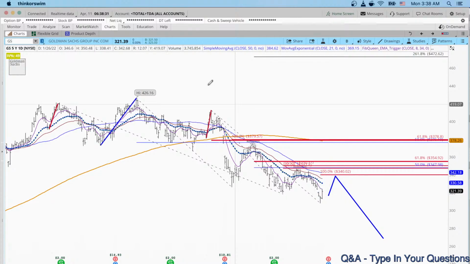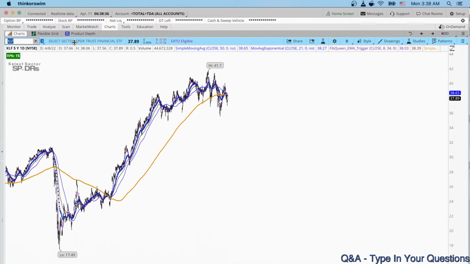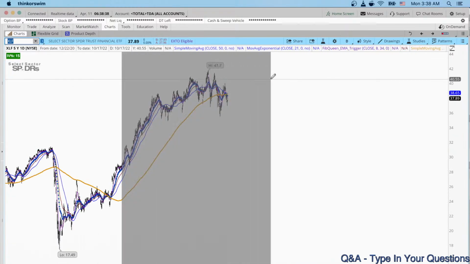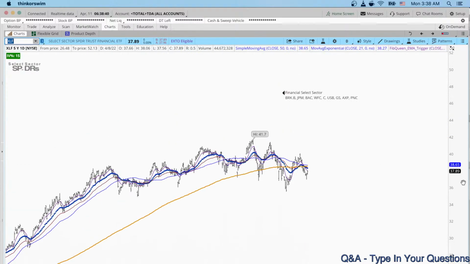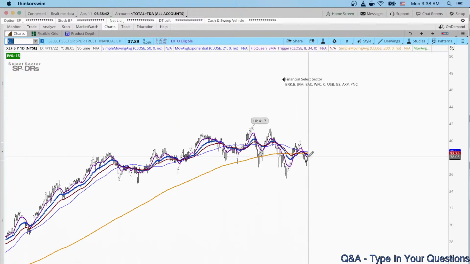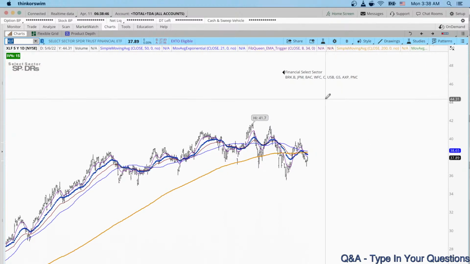We're talking about Goldman Sachs, so we're in the financial sector. Taking a quick look at XLF, where's price trading in relation to the 200 moving average? It is currently below, right? So there's weakness in the financials. Could this weakness roll over into other sectors? I'm not sure.